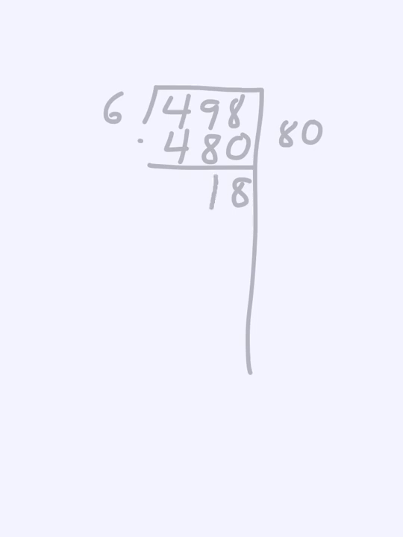I have to make sure I check them all. And 4 minus 4 is 0, so 18 remain to divide. So I can do 6 times 3, which is 18. No remainder, so the quotient is 83.